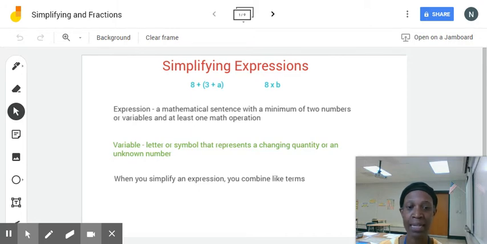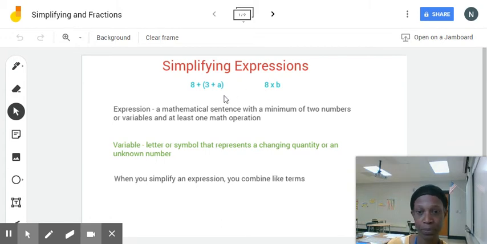When you look at a math expression that has an equal sign after it, it is no longer an expression, it becomes an equation. So that's the difference between an equation and an expression. So we're going to look at simplifying expressions.